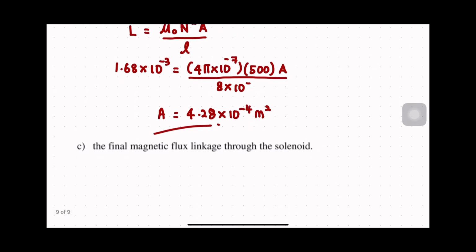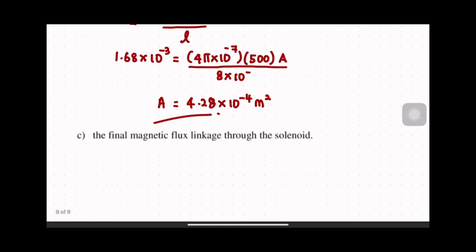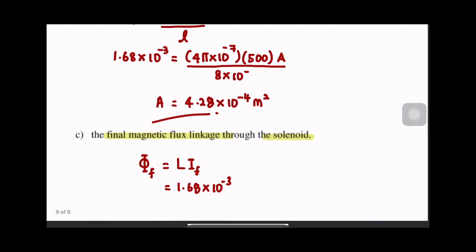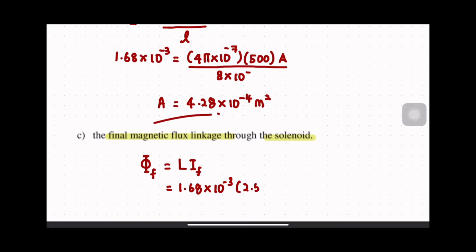Alright, next adalah final magnetic flux linkage through the solenoid. Final magnetic flux linkage is equal to L i final. So L adalah 1.68 times 10 to the power of negative 3 tadi tu, times dengan current final dia adalah 2.5. Okay, so kita akan dapatlah 4.2 times 10 to the power of negative 3 Weber.